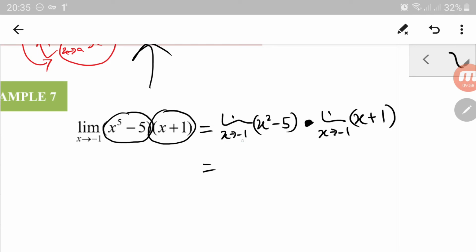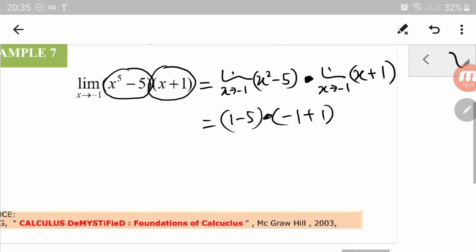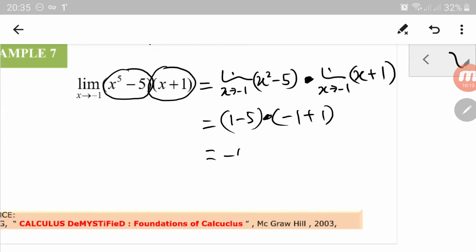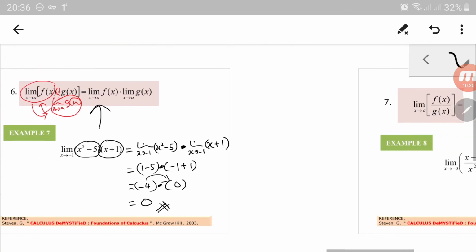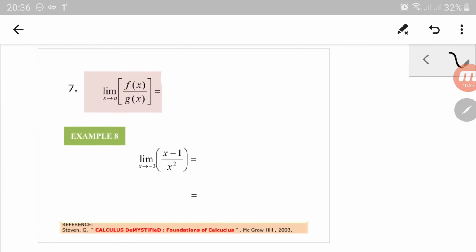Now, just substitute. Minus 1 squared is 1, so 1 minus 5. And then this one multiply, right? Then minus 1 plus 1. This is minus 4, multiplied by 0. Therefore, the answer is 0, because we multiply minus 4 by 0. So, next, and the last one.